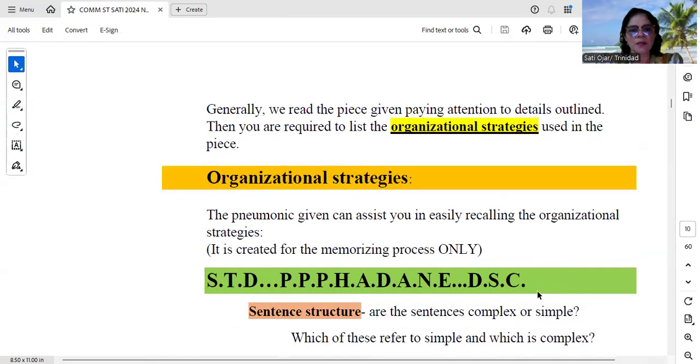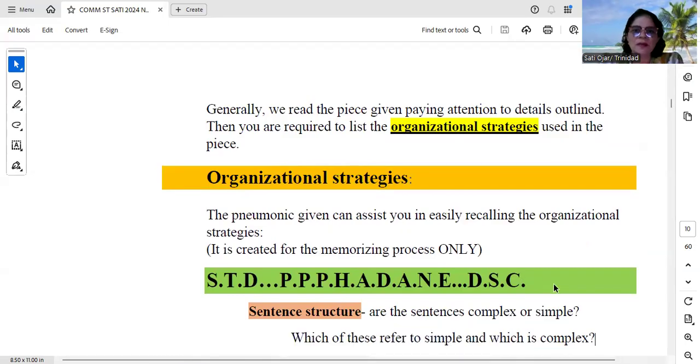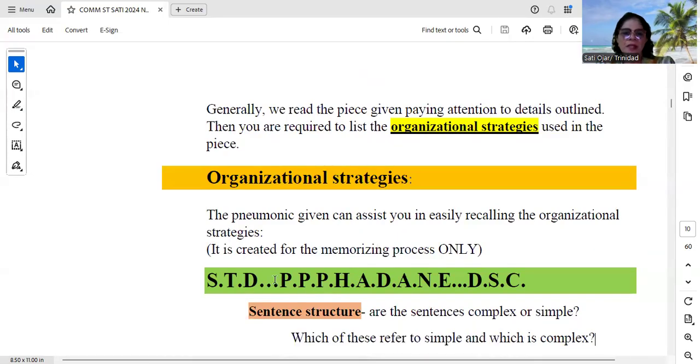So I've put together some points here, and I've created a mnemonic, which may be a little bit silly, but certainly will help you to remember. And it's standard triple P HADANEDSC. You can pronounce it however you wish.